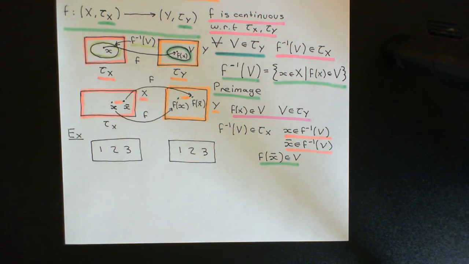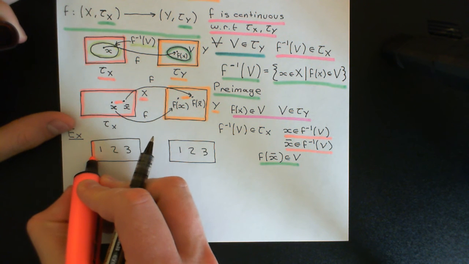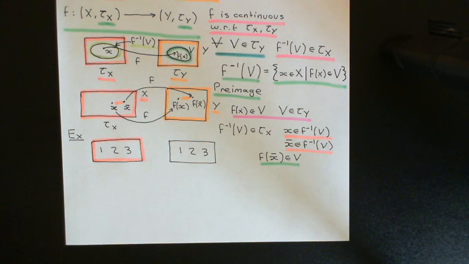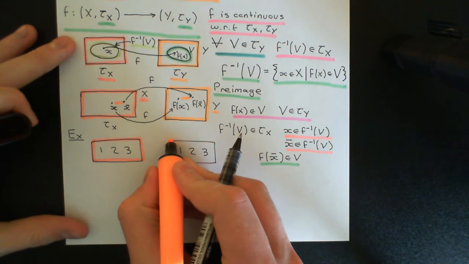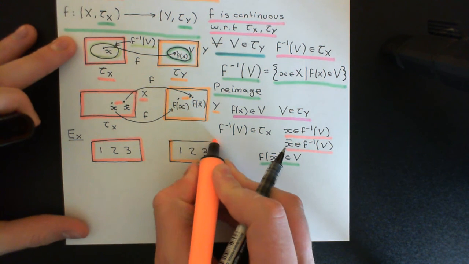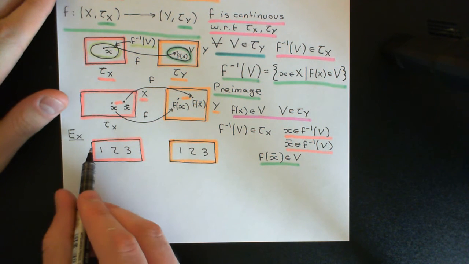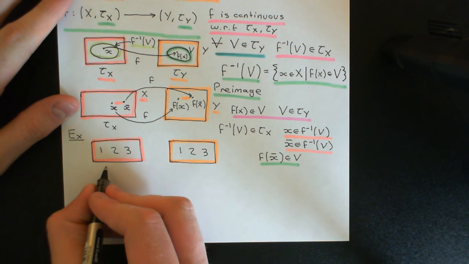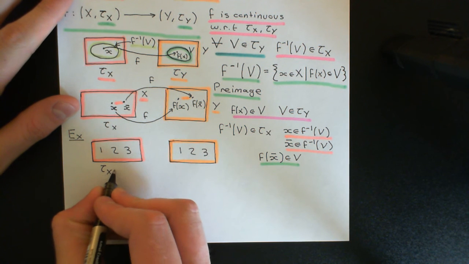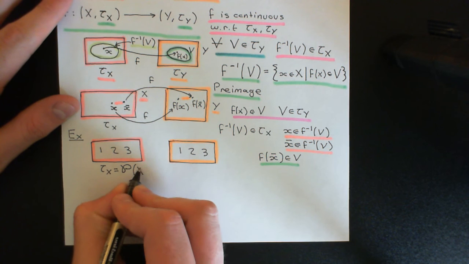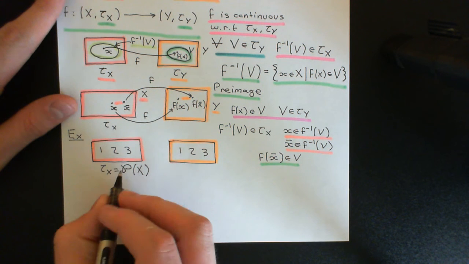Okay, so my domain and codomain are exactly the same as far as sets are concerned, but now what I'm going to do is make them different to one another. I'm going to make them different topological spaces. So I'm going to equip each of these sets, the domain set and the codomain set, with a different topology. Initially I'm going to equip my domain set here with the discrete topology. So its topology is going to be the power set of X, every possible subset.